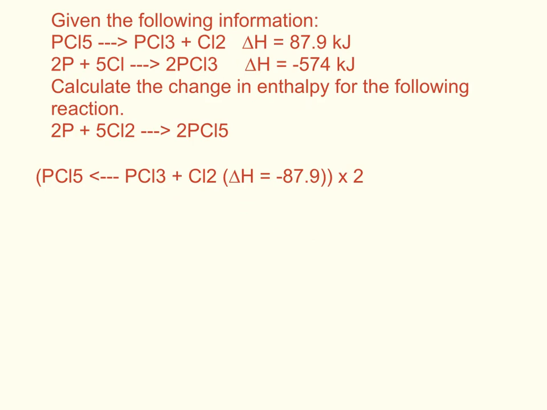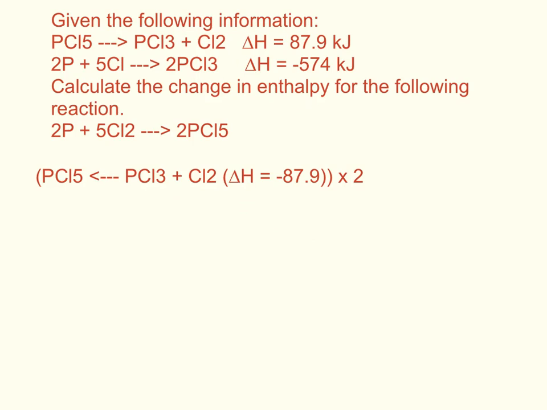Then we see that there's no 2P in this bottom equation, so we're going to have to switch that, and then we're going to multiply everything by 2. So we're going to flip the arrow sign and then multiply everything by 2. And then we're going to plug in all of our numbers in order to find delta H.